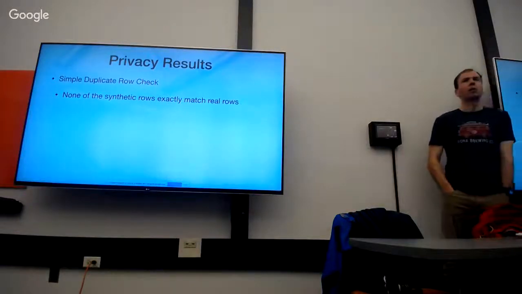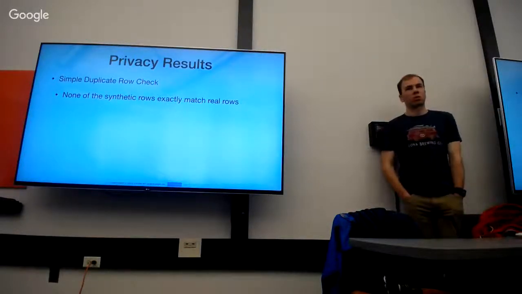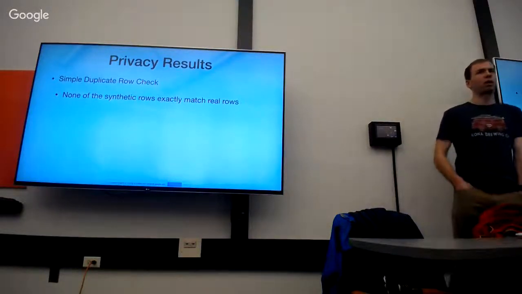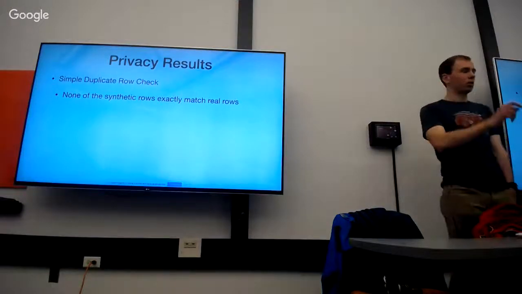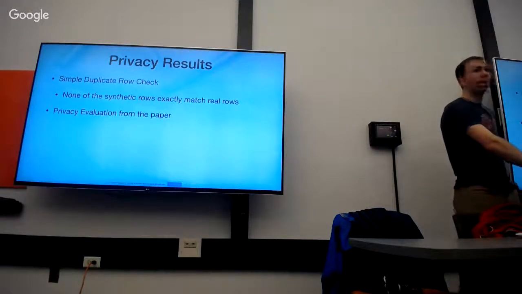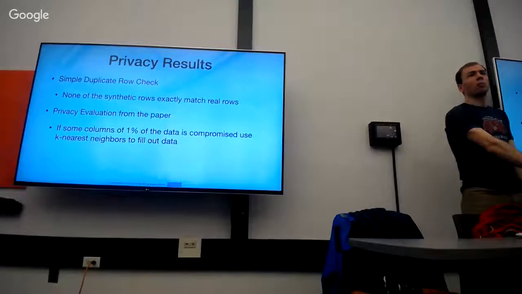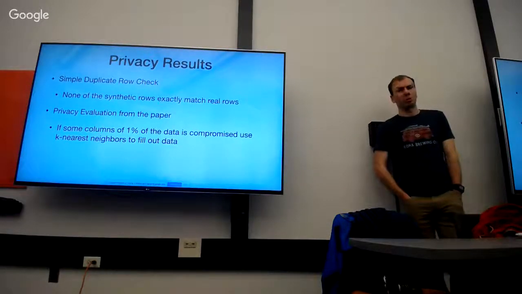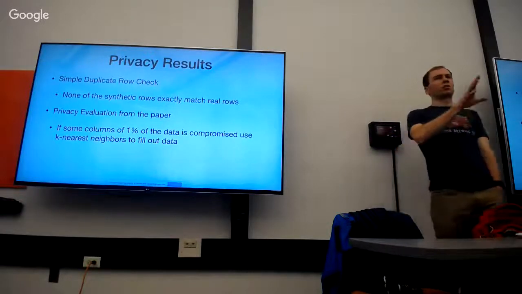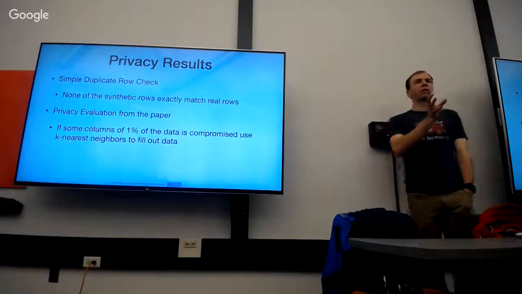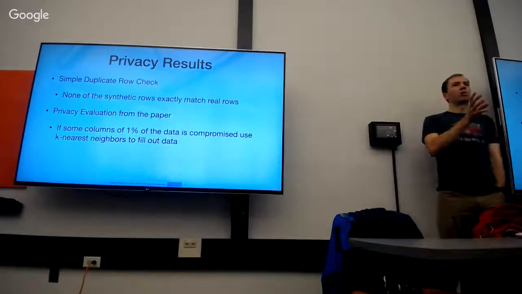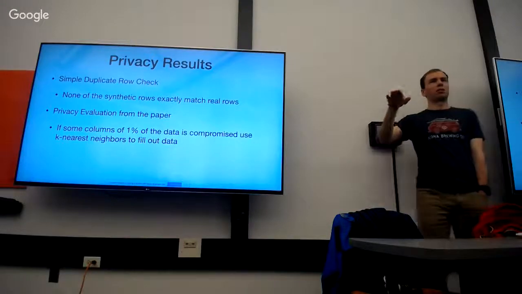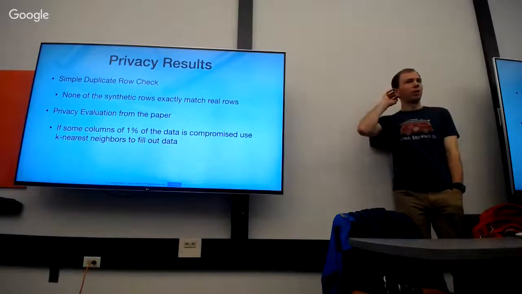The other thing I'll say about the privacy is that we're still working on the accuracy of the GAN, so we aren't as concerned yet about some of the deeper dive into the privacy stuff. Some of the things they did in the paper: they took 1% of the data and some of the columns and acted like that was compromised data. Then they used K nearest neighbors with the synthetic data to fill out the rest of the data. And they weren't able to make it that accurate.